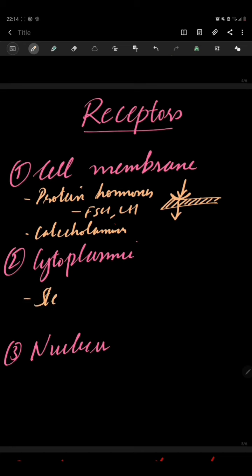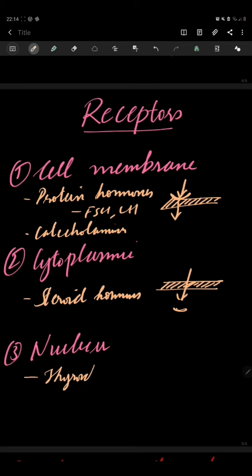Example is steroid hormones. These hormones can cross the lipid bilayer and can act on the receptors on the cytoplasm. And the third one is nuclear receptors, and the example is thyroid hormones. They can cross the lipid bilayer and act on the nuclear receptor.